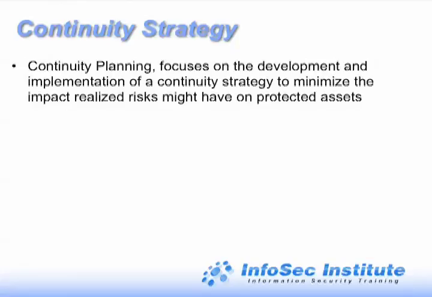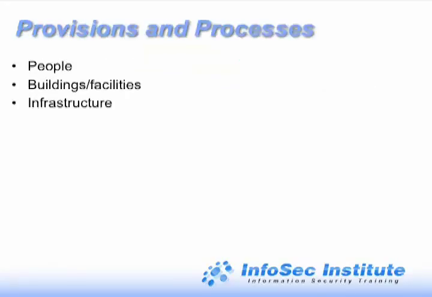Okay, continuity strategies. Continuity strategies and planning basically focuses on the development and implementation of a continuity strategy to minimize the impact of realized risk that might have occurred to an asset or the asset that needs protecting. Things to look for, of course, are going to be your people. That's going to be your first priority. Because, for example, if the organization's on fire, you need to minimize the loss of life and get everybody out immediately. There's also buildings and facilities, and then, of course, your infrastructure.